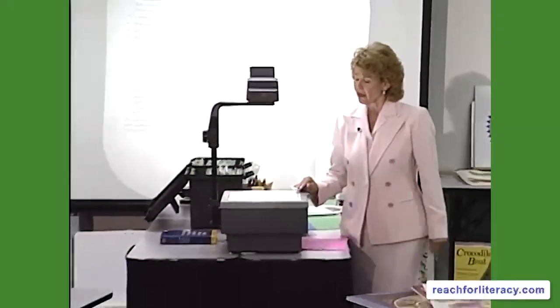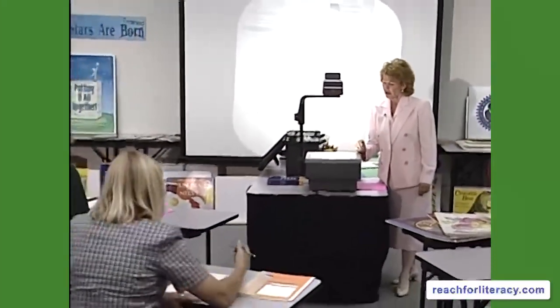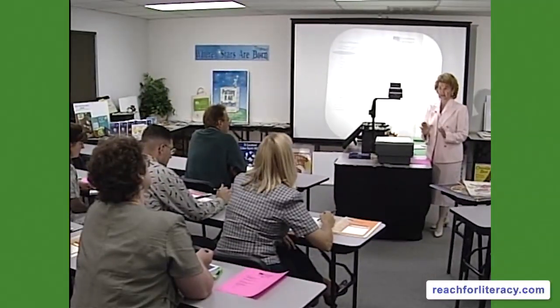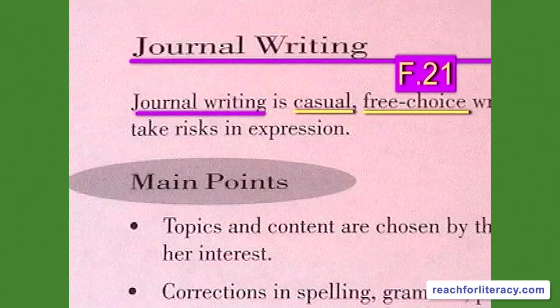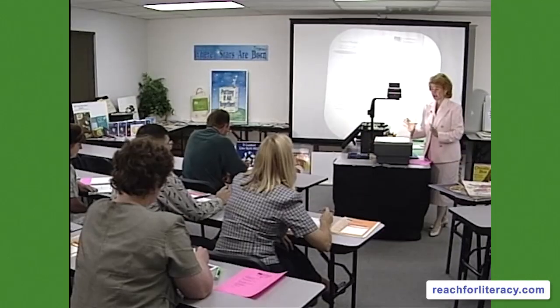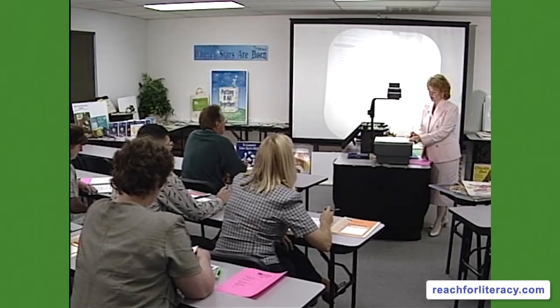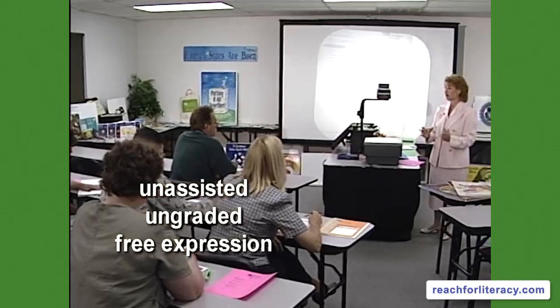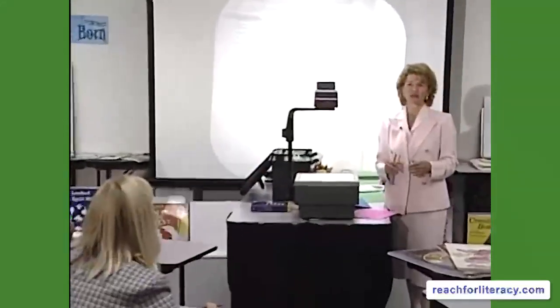Could I have you turn to F21 now, and I would like for us to discuss the journal writing. The journal writing is part of the writing that's done in the classroom that is unassisted and ungraded. It's a casual, free choice writing, and we don't do any corrections with this writing. The spelling, the grammar, the punctuation are not attended to. This is writing that you collect a few samples of just to give you an impression or a way to assess the learner from a different perspective than those types of writing where you're conferencing with the student.